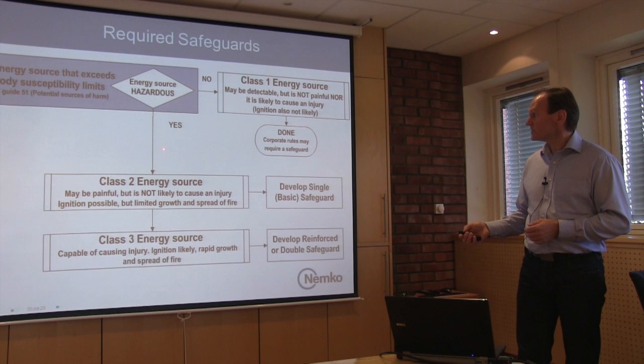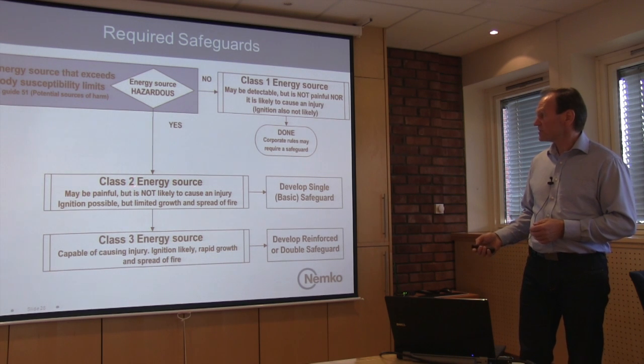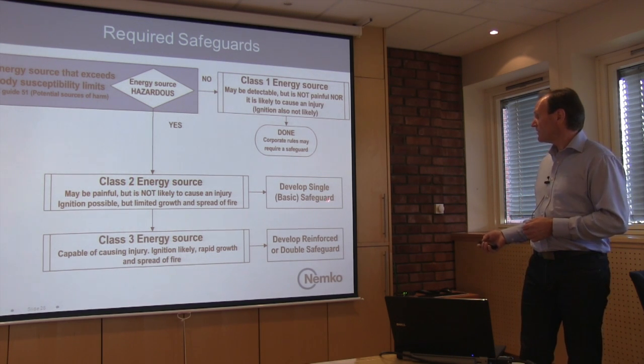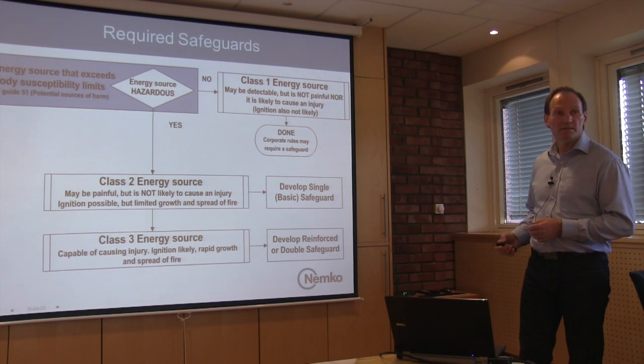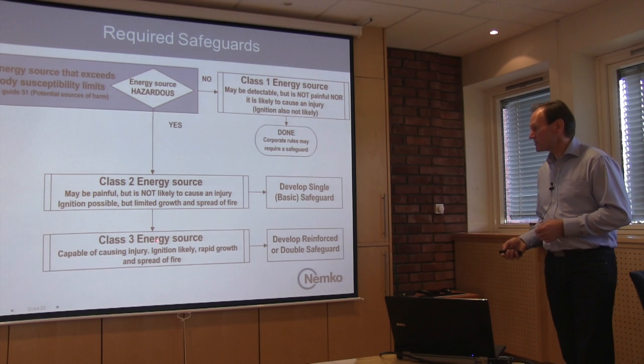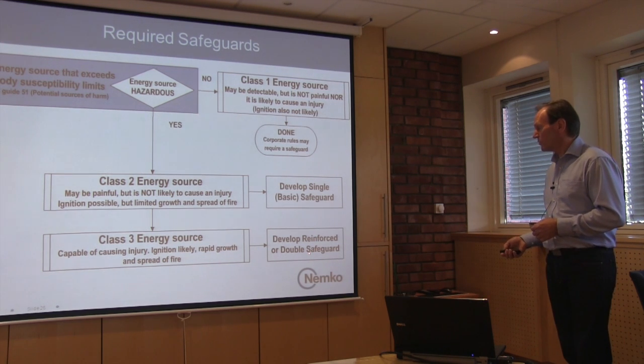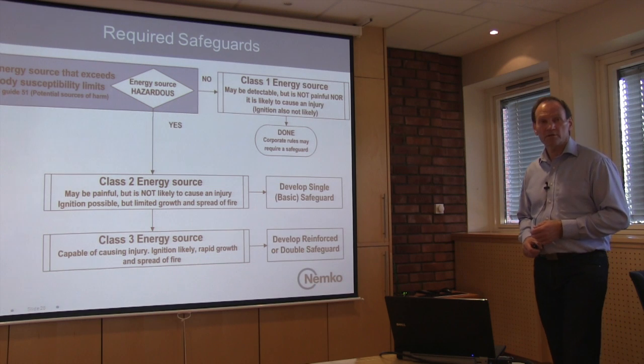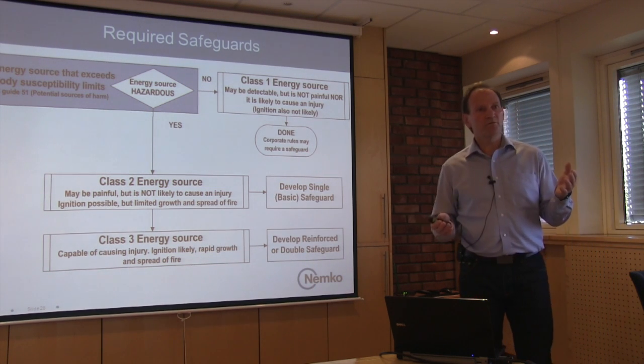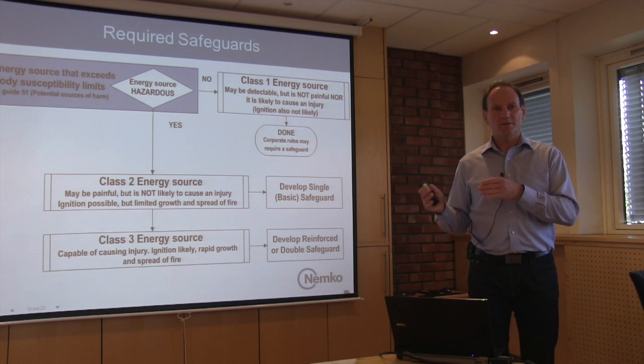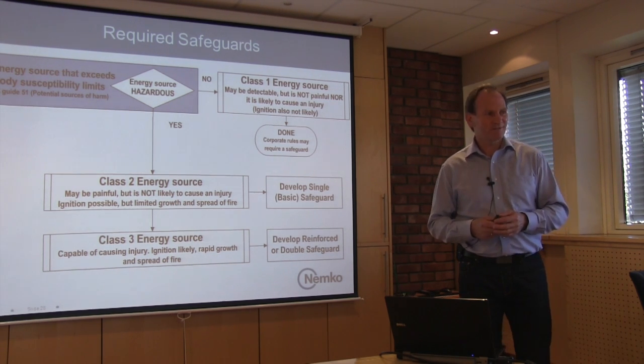If there is a hazardous energy source, then it can be a class 2 or a class 3 energy source. If it's a class 2 energy source, you need to develop basic single safeguards. And for class 3, you need to have a reinforced or double safeguard. So it's similar to what we have today, but the concept is quite different.